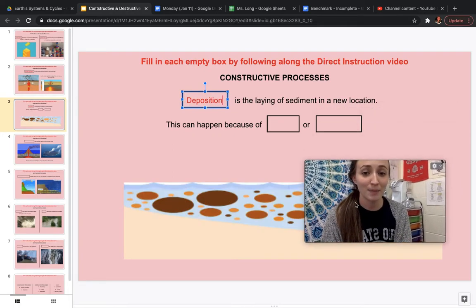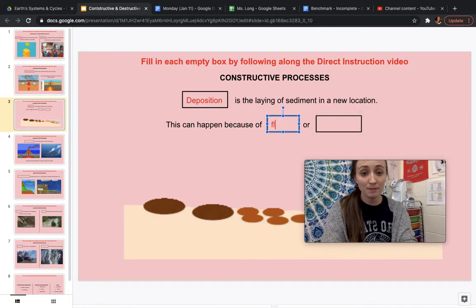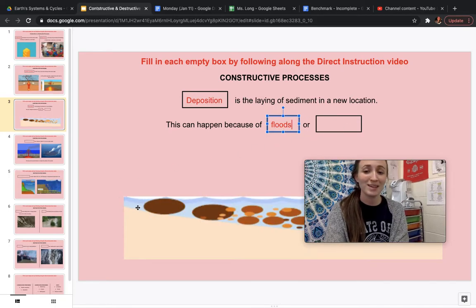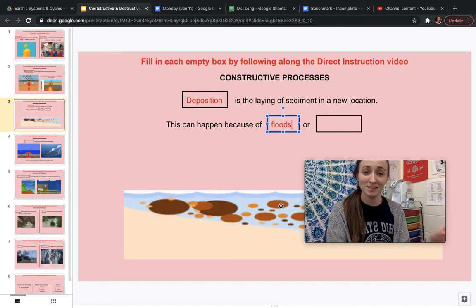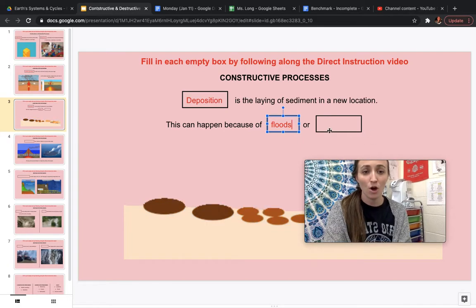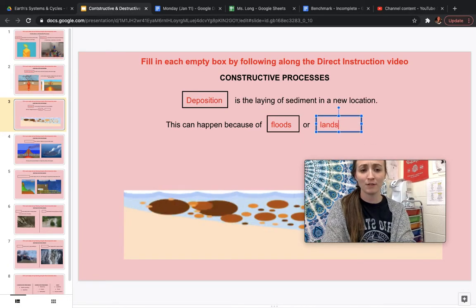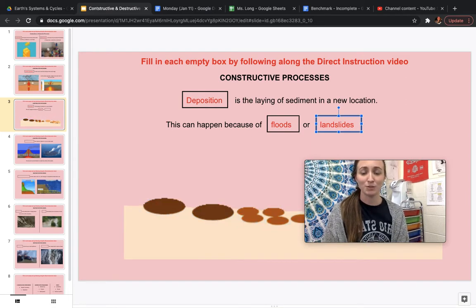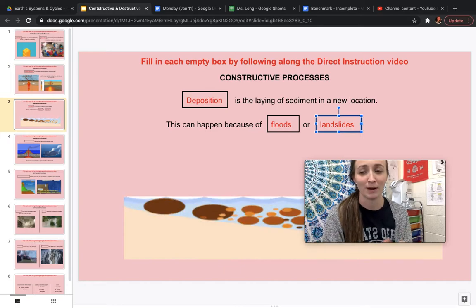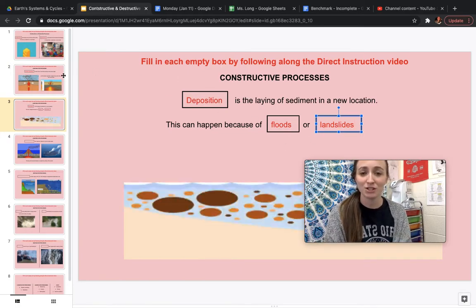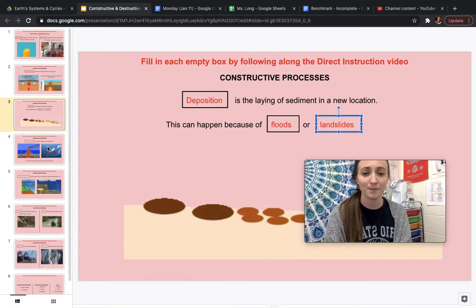Now, this can happen because of floods. If a flood comes through and carries that sediment to a new place, that can cause deposition to happen. Or landslides, which we may have heard of before, maybe not, but it's when large pieces of land actually slide, which we're going to talk about in a little bit. So deposition is also constructive.